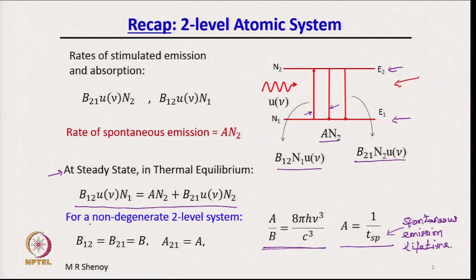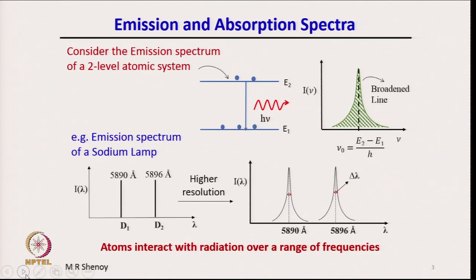And for a non-degenerate two level system, we have B12 equal to B21 equal to B, and because there is only one A coefficient, we call A21 as A. Now, let us look at this process of emission and absorption more carefully.